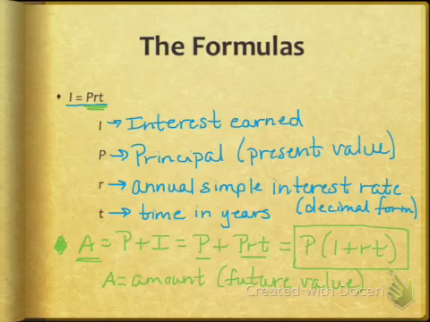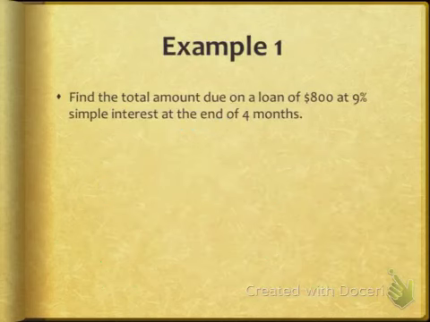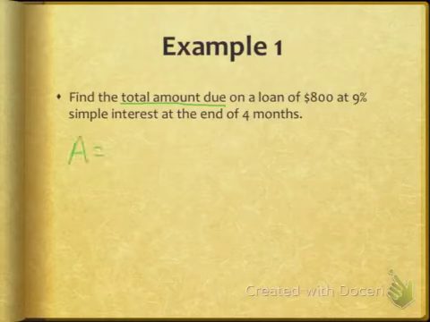Okay, so let's use that in a couple of situations. Here's a simple first example. It says that we want to find the total amount due on a loan of $800 at 9% simple interest at the end of 4 months. So the key to this is right here. The fact that we want the total amount due is an indication that we want to use the future value equation. What is A going to equal?